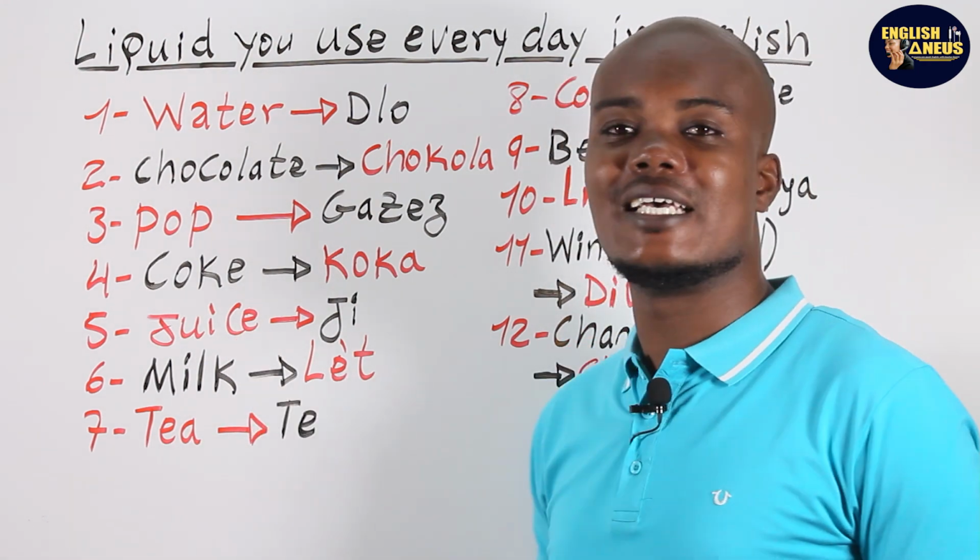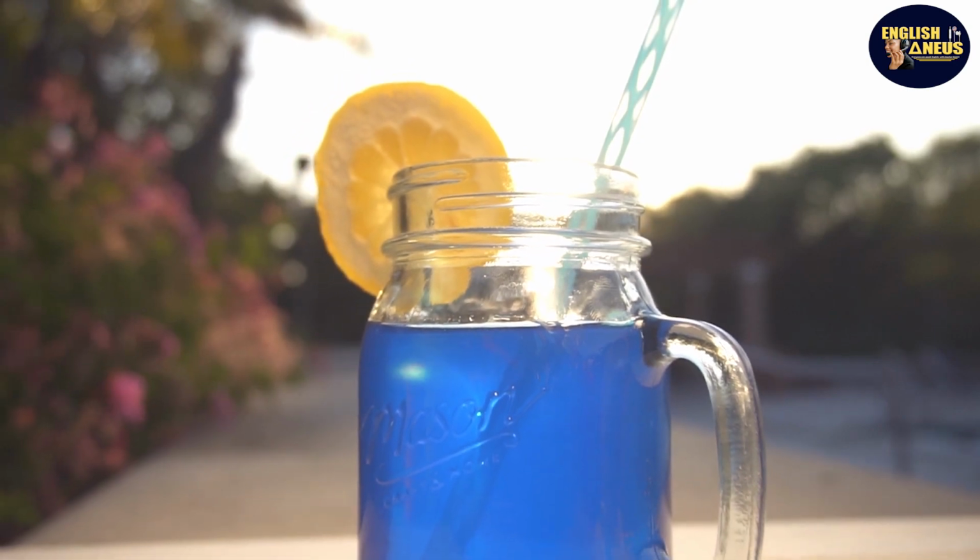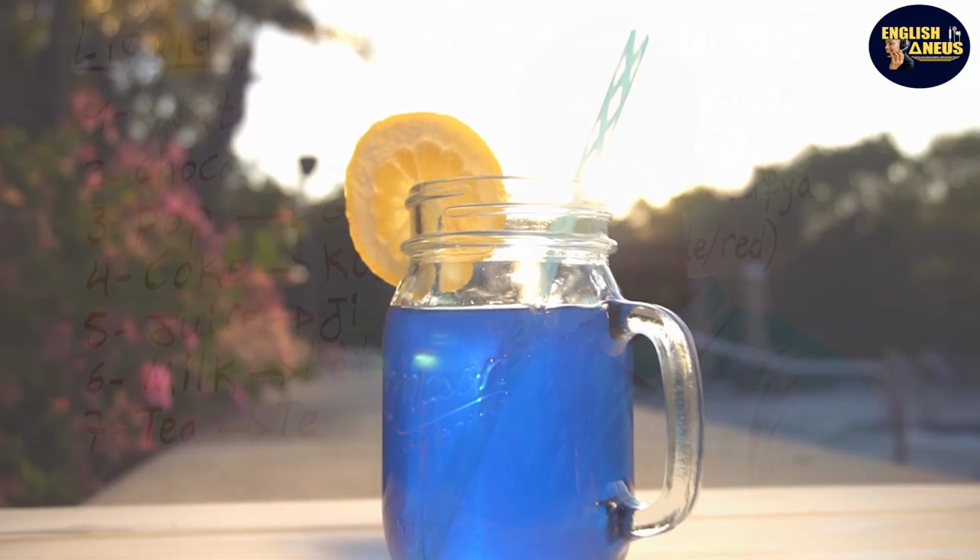And the next one is juice. Juice. What is juice? Juice is a liquid from a plant, especially the fruit.